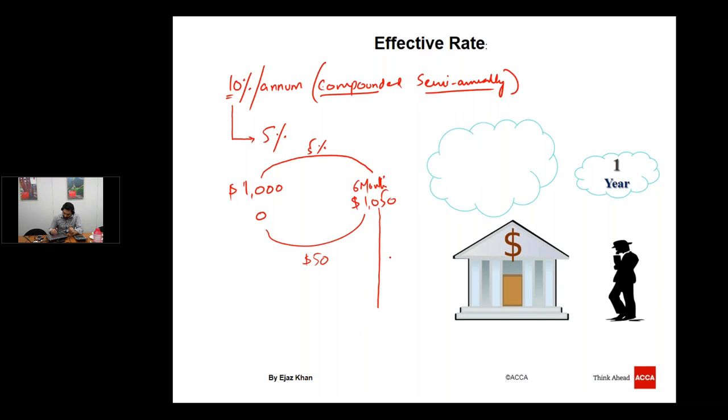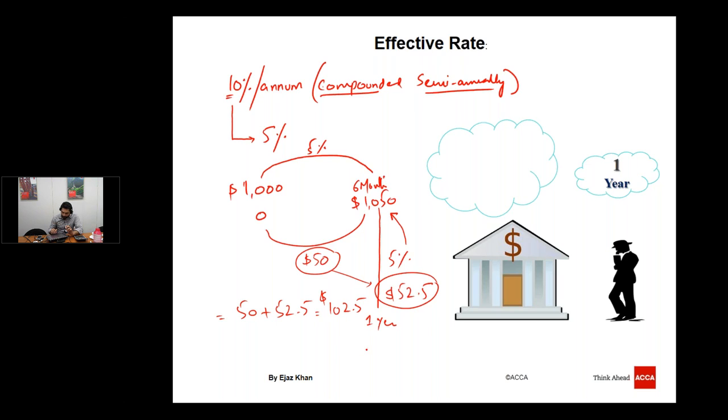So after 6 months, he will be again charged 5%, and the amount of interest charged will be 1050 into 5%. Can I have 5% of 1050? 52.5. Yeah. So for the first 6 months, the interest was $50, and for the rest of 6 months, it was 52.5. If we add both together, 50 plus 52.5, it will be $102.5. So the total amount of interest that Mr. A is expected to pay will be 102.5.